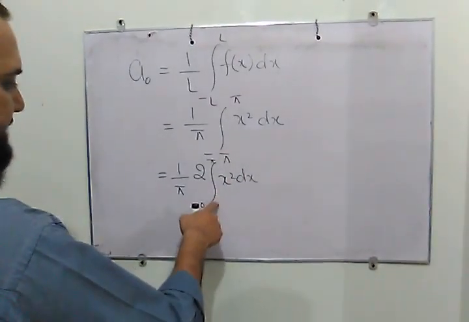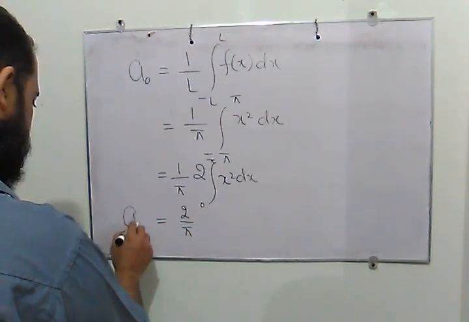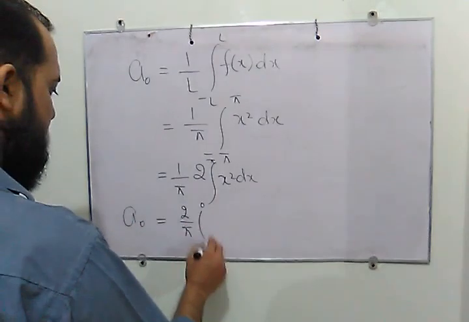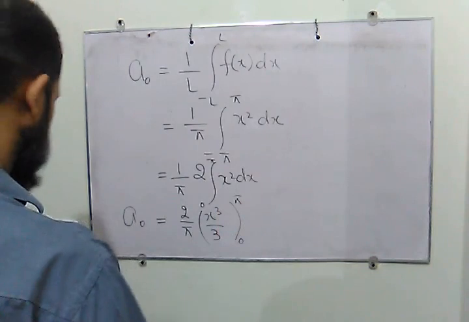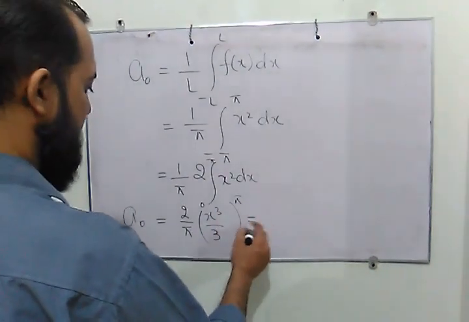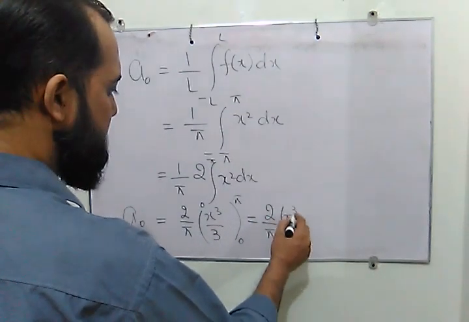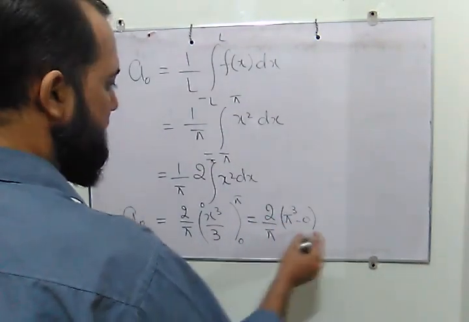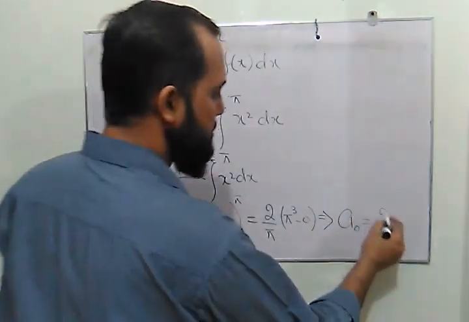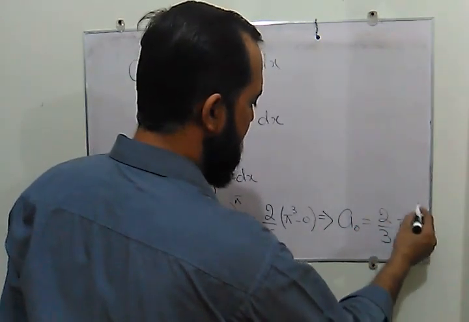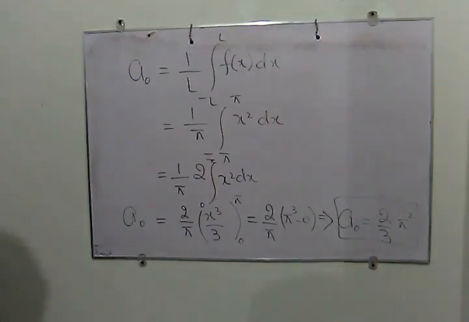And if you integrate this one, you will have 2 upon pi, x cube by 3, from 0 to pi. Applying the upper limit and lower limit, 2 upon pi into pi cube by 3 minus 0, which gives you the value of a naught is equal to 2 by 3 pi square. So we have the value of a naught here.